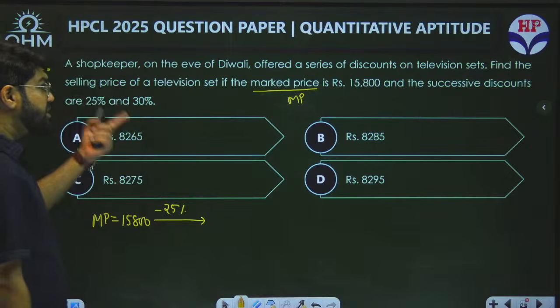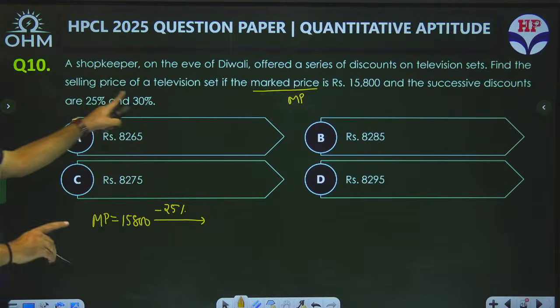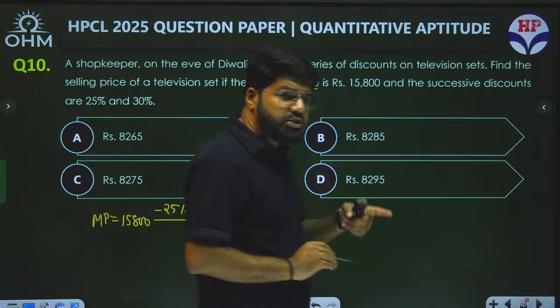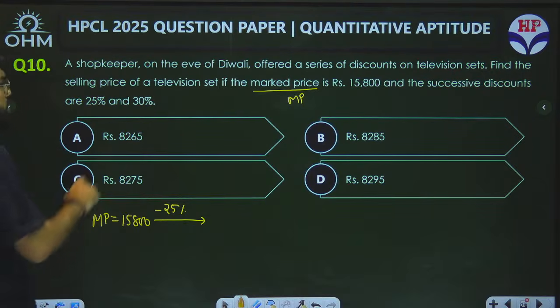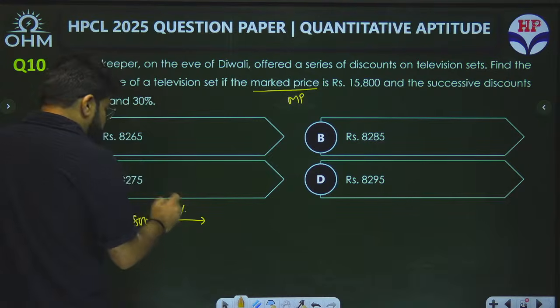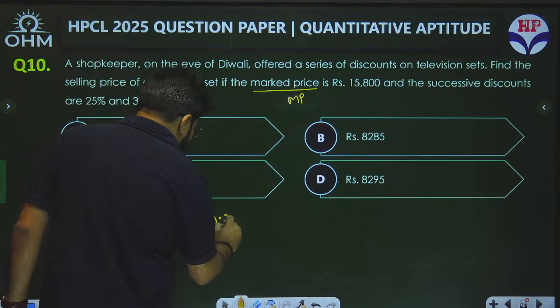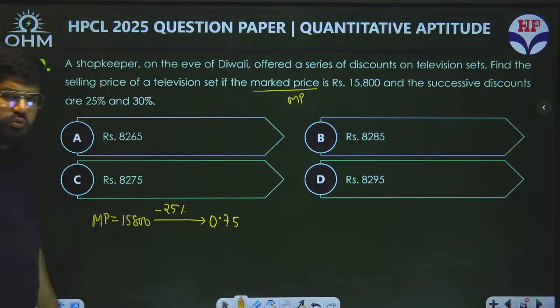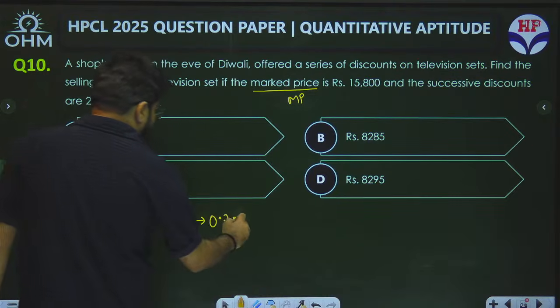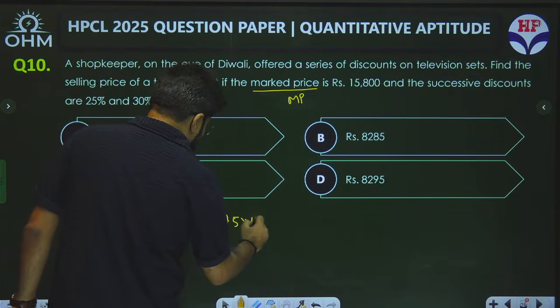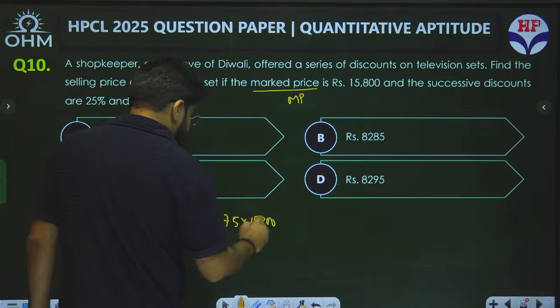These are successive discounts. It's not like a total discount of 55%. First 25% and then whatever the net value left, 30% over it. So you have to reduce 25%. If you reduce 25%, how much is left? 75%. Finally write down the values like this. 25% reduced means 75% left. 75% is 0.75 of 15,800. Calculations I will write at the end.